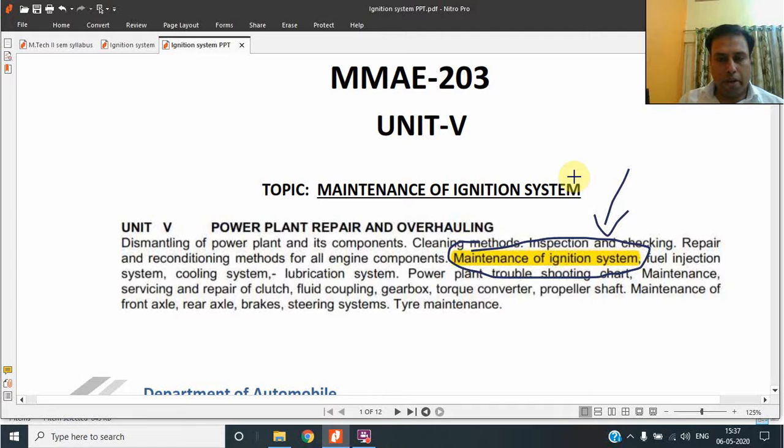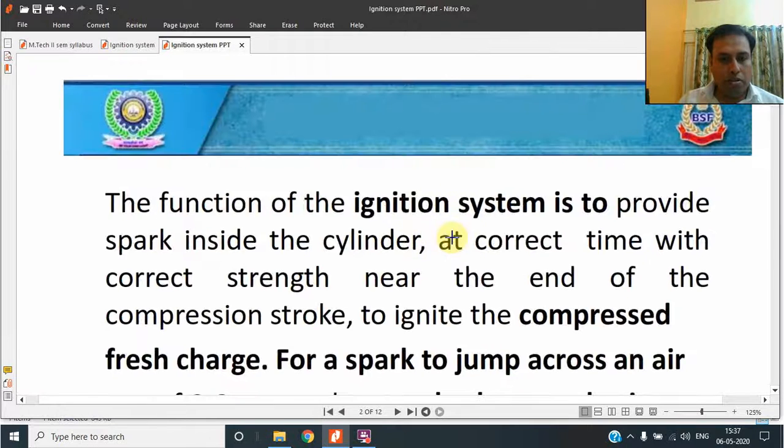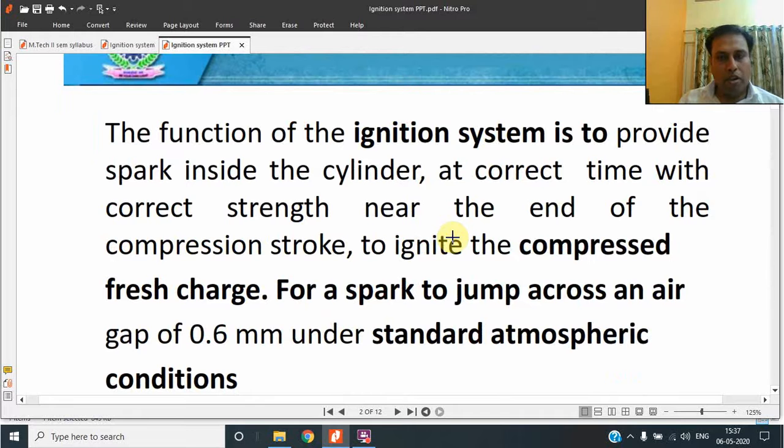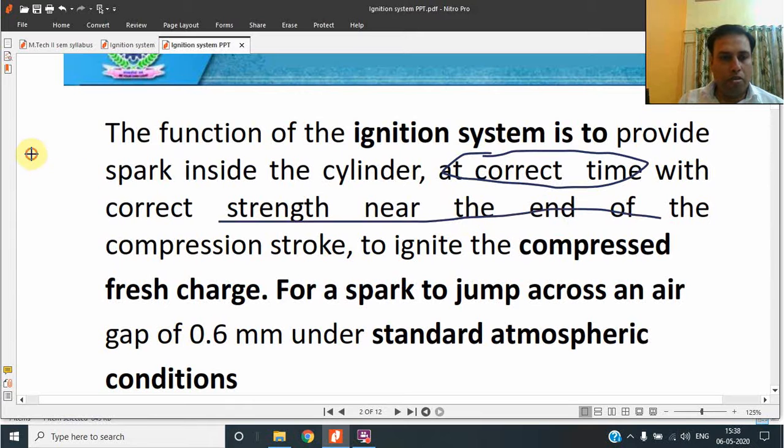Because prior to the maintenance steps, we will go through what ignition system is and how it used to work, because the basics should be known to us. So starting with today's lecture, the function of ignition system is to provide spark inside the cylinder at correct time, because the spark voltage is very high. It is in kilovolts with correct strength near the end of the compression, because timing is also important.